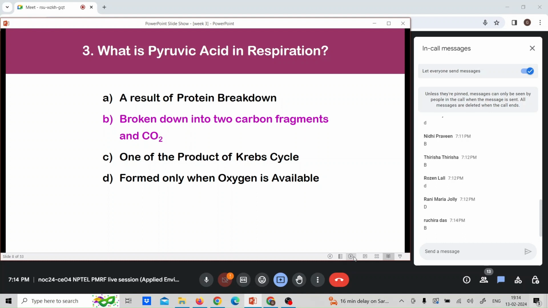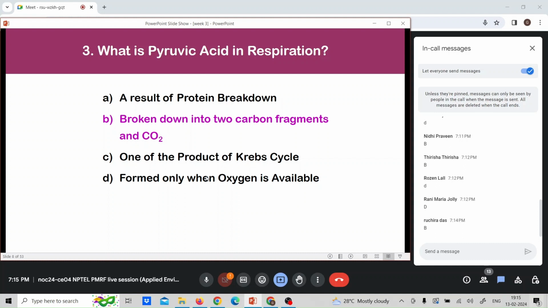Why not D will be the first question pondering in your mind. I asked what is pyruvic acid in respiration. I could also change this question as what is pyruvic acid in fermentation. Respiration and fermentation depend on whether oxygen is available or not. But pyruvic acid is not formed only when oxygen is available. Glycolysis happens either way, whether you are going to do respiration or fermentation. The series of 10 steps of glycolysis leads to a product called pyruvic acid. So pyruvic acid is formed be it respiration or fermentation, whether oxygen is available or not.